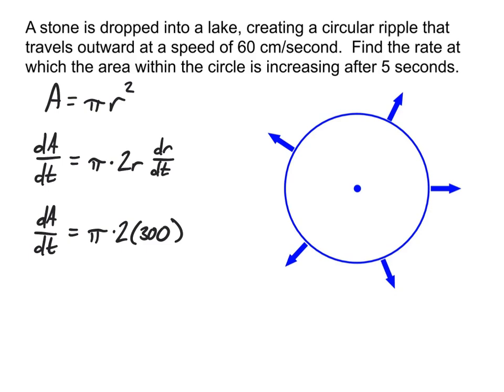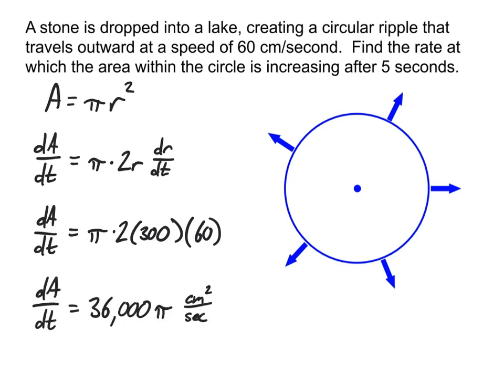Now, if you're sitting there saying, wait, where did 300 come from? We weren't told it explicitly in the problem, but what we were told is that it's traveling outward at a speed of 60 centimeters per second, and that it's been doing so for 5 seconds. So 60 times 5 tells me that the current radius must be 300 centimeters. All right, and then it's going to be the dr/dt, the rate at which the radius is changing, and that's our 60. All right, now that I know that, it's just a matter of doing the math.